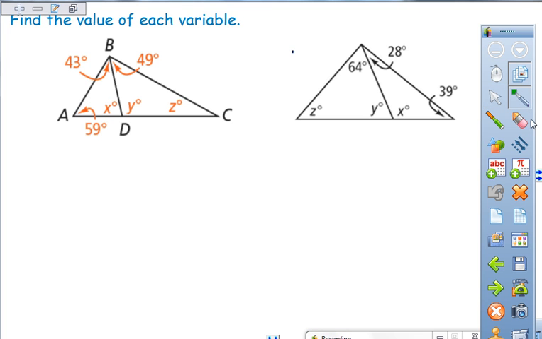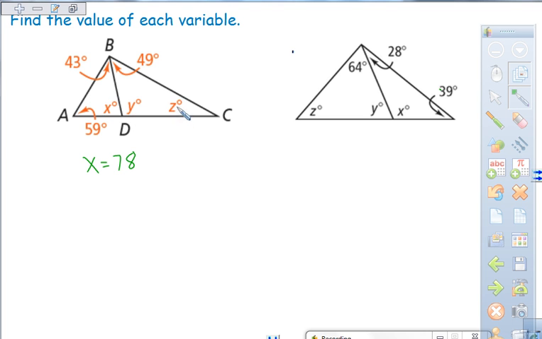Here are some book questions involving the triangle sum theorem. So if we look at the first one, it says find the value of each variable. So what I'm doing is I see x plus 59 plus 43, that's a triangle, so those three have to add up to 180. So 180 minus 59 minus 43 is going to give us 78. Not much work to show on that one.